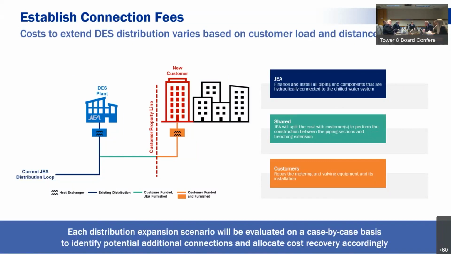The cost to get chilled water to a new connection will be customer funded, but it will be evaluated on a case-by-case basis to identify potential additional connections, and we will then allocate cost recovery accordingly. And this is represented by the green line. And then the connection cost past the customer property line is funded and furnished by the customer.